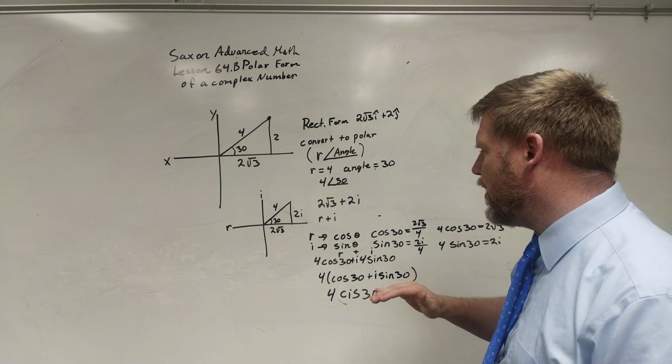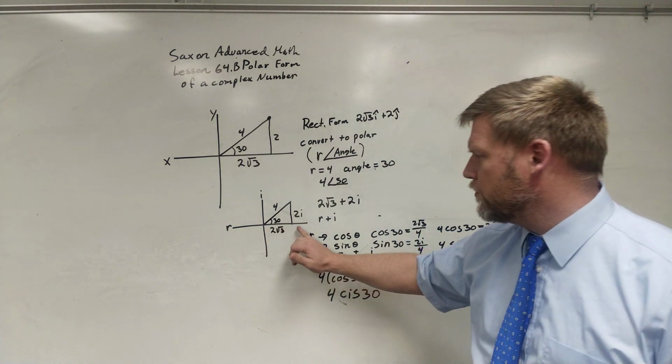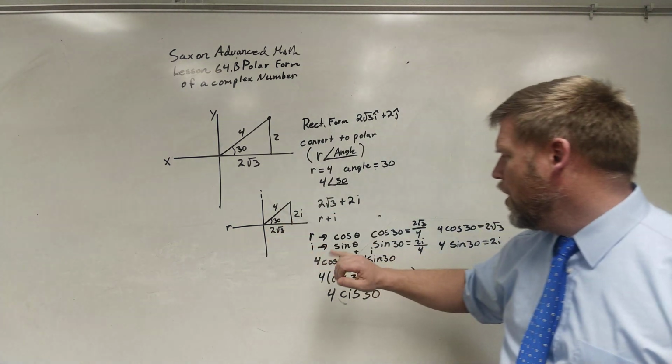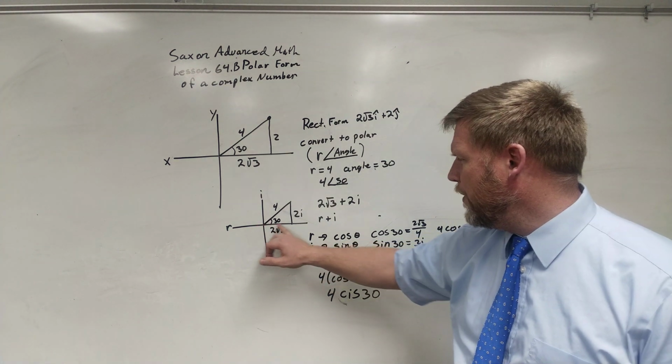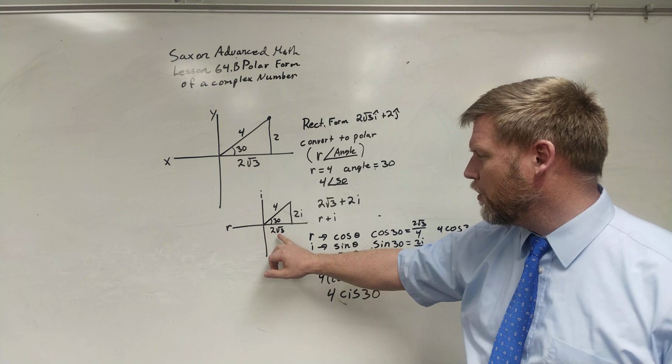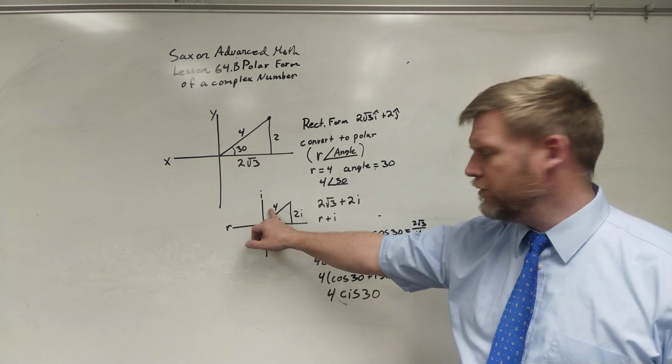So let's go ahead and define that. We know that this is the real direction, this is the imaginary direction, so we're going to say real is going to be dependent upon, this number would be dependent on the cosine, right? Adjacent over hypotenuse.